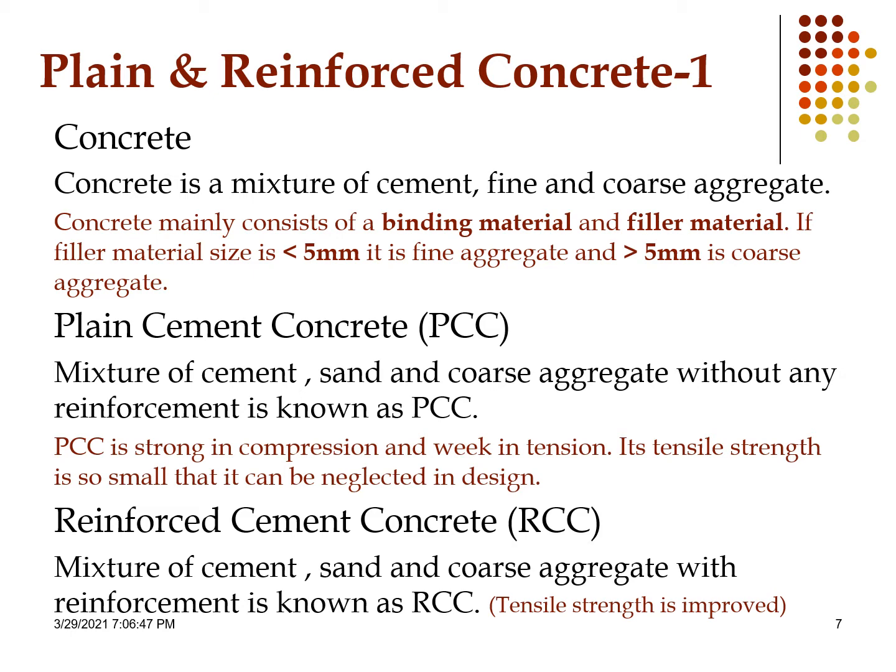Now, as I said, we have two different types of concrete. One we call PCC and the second we call RCC. Without reinforcement, we call it plain cement concrete. Plain cement concrete is weak in tension and strong in compression. However, in case of RCC, we include reinforcement actually. So it is a mixture of reinforcement, sand and coarse aggregate.